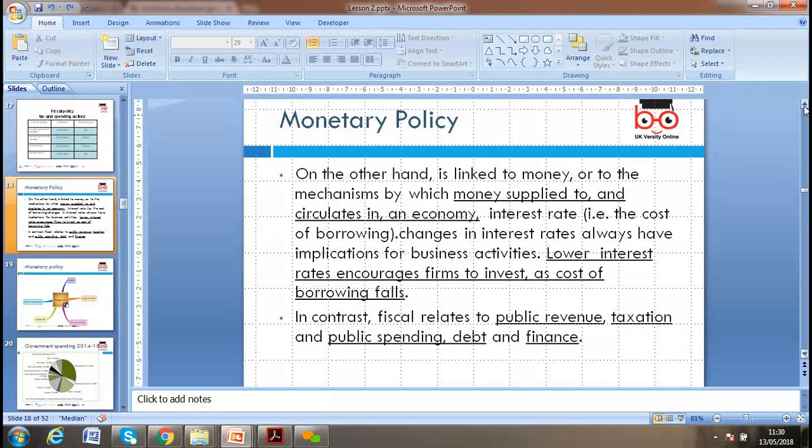So the next policy we are looking at is called monetary policy. Monetary policy is the policy of the central bank, which we also call the state bank. On the other hand, it is the mechanism by which money is supplied to and circulates in an economy. Changes in the interest rate have an implication for business activity. A lower interest rate encourages firms to invest as the cost of borrowing falls.